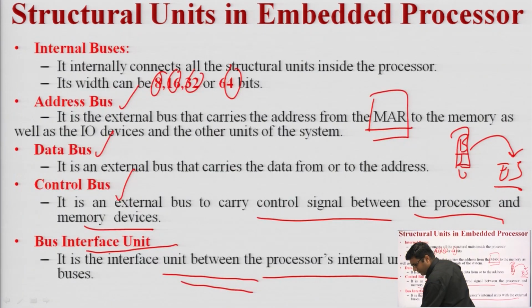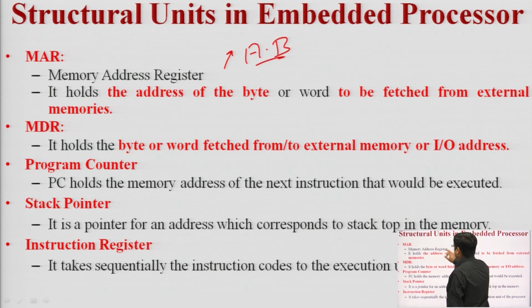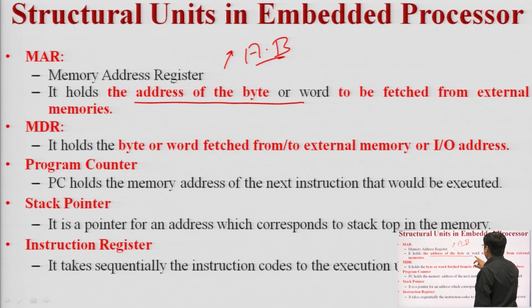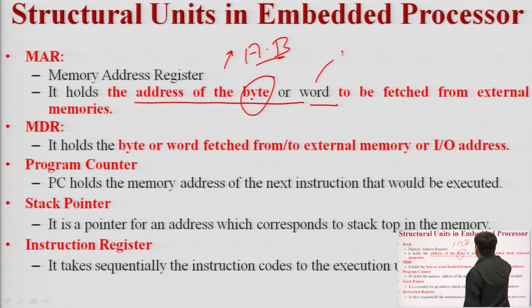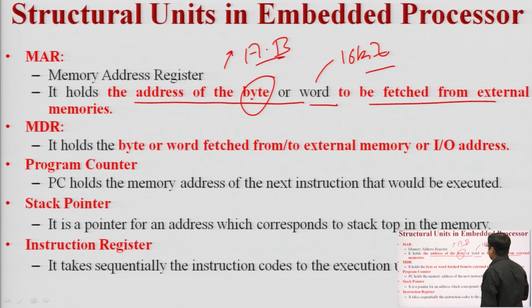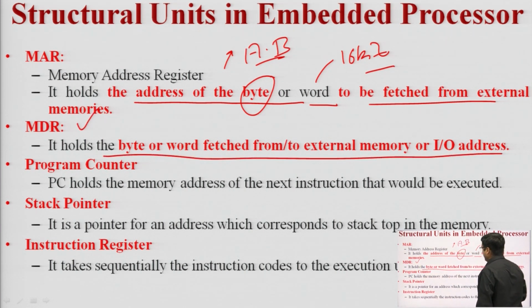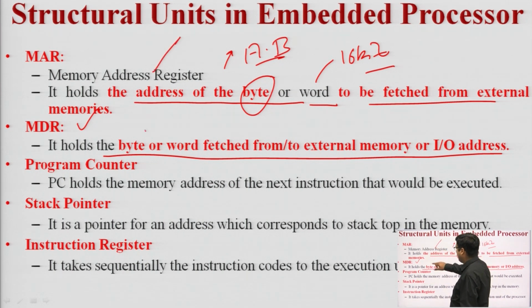After that, we have a memory address register. What is the function of the memory address register? It is directly linked with the address bus. Basically, it holds the address of the byte, where a byte means 8 bit, or word, meaning 16 bit, to be fetched from the external memories. If you want to fetch any data from the external memory, the MAR holds its address. After that, the MDR holds a byte or word fetched from external memory or input output address. The MAR holds the address, the MDR holds the data.